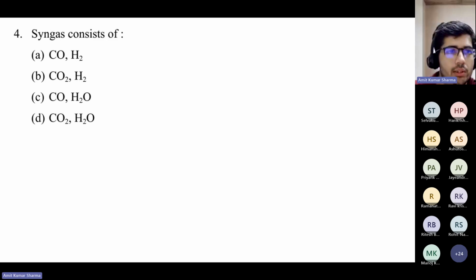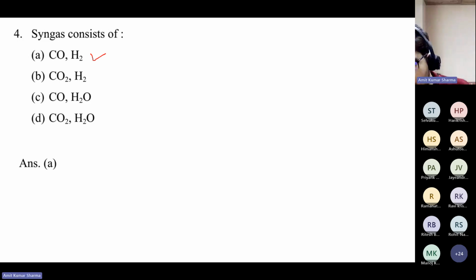Okay. So the syngas consists of CO and H2. Yes, CO and H2. So the only thing is that if we are using a different reforming technique, then we are changing the ratio of CO to H2, or H2 to CO. Okay, but still they are syngas.